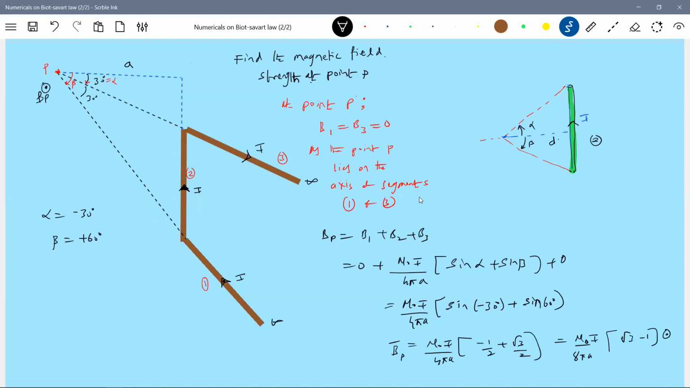Okay, so many questions are there in the book of different nature like this. So if there are any bends, don't get bothered. Stick on to the basics here: how alpha and beta are measured, in what sense they are measured.